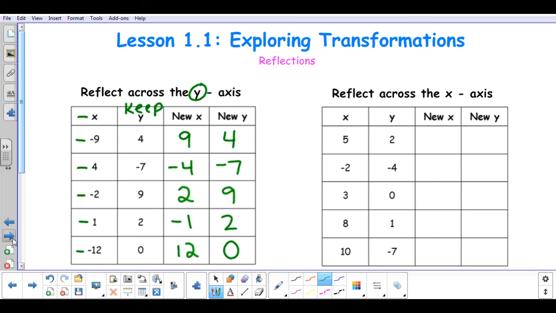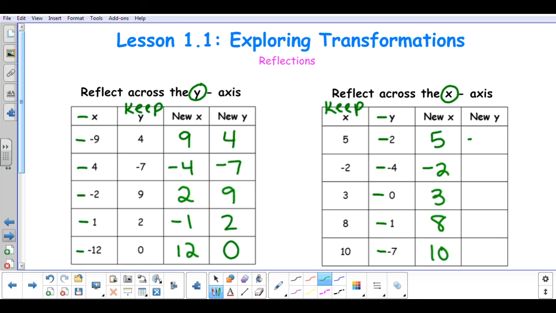So the second table says to reflect across the x-axis. So I see the x in the axis name, so that means I keep my x, and I'm going to be changing my y by flipping all of the signs in that y column. So the new x, we just recopy from what it was originally stated. Now when I go to the new y, I will have all those new coordinates.